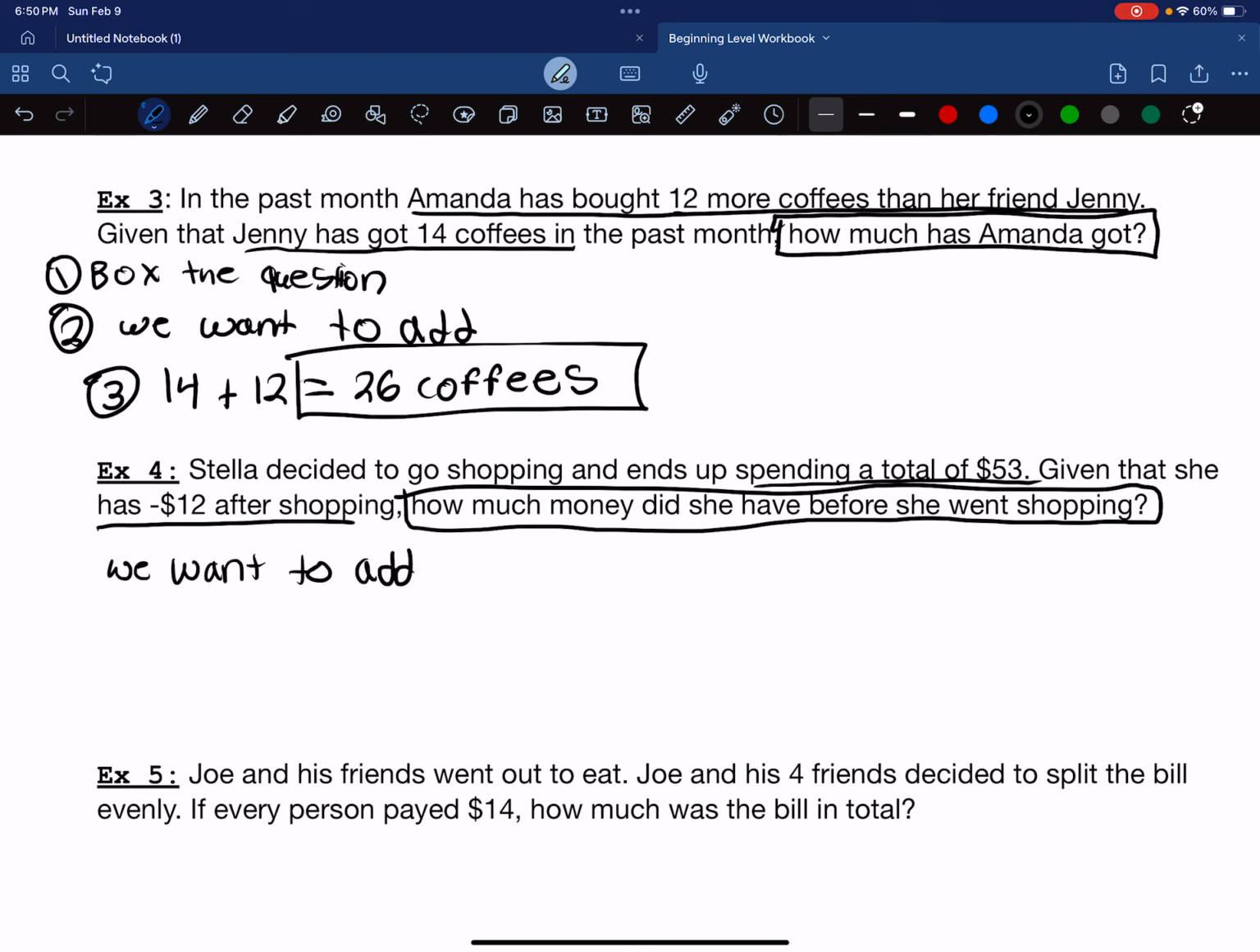Now, what specifically are we going to add? Well, we know that she has negative $12 after shopping. So we know that for sure, that's a fact. So we're going to start with negative 12. And then from there, we know that she spent a total of $53. So we're going to want to add that 53 to the negative 12 to see what she had prior to spending those $53. And in that case, negative 12 plus 53 is 41.